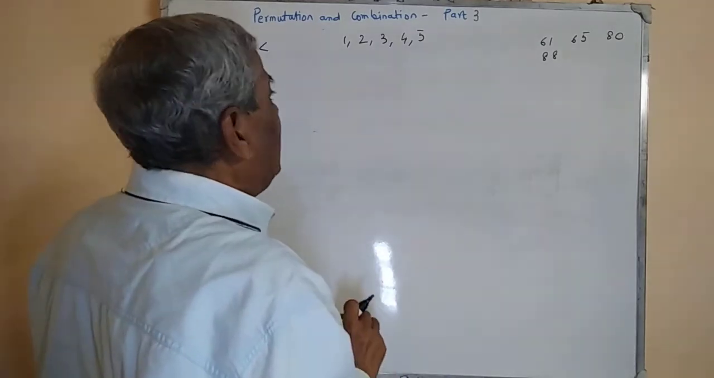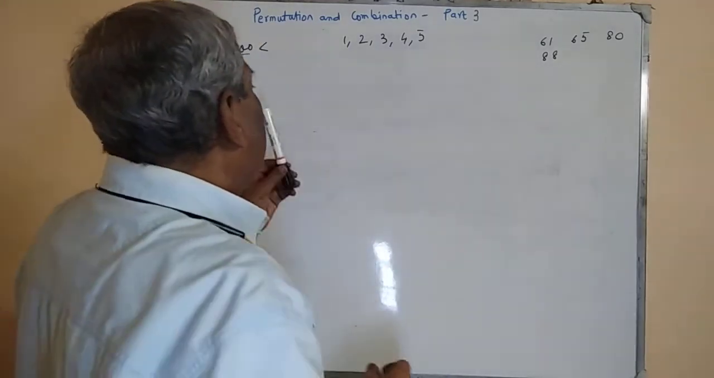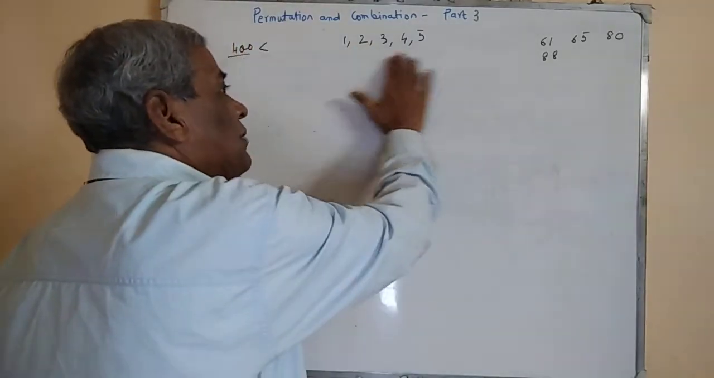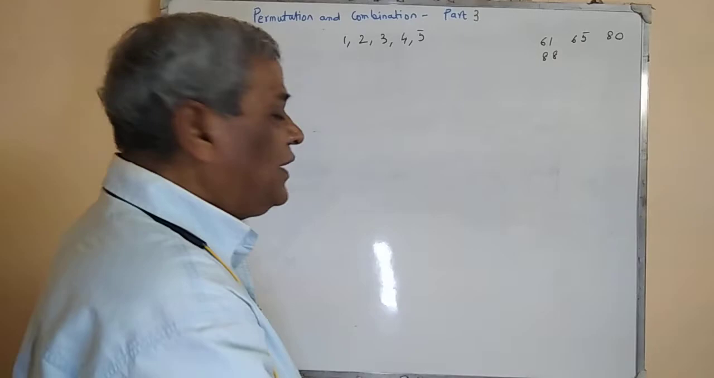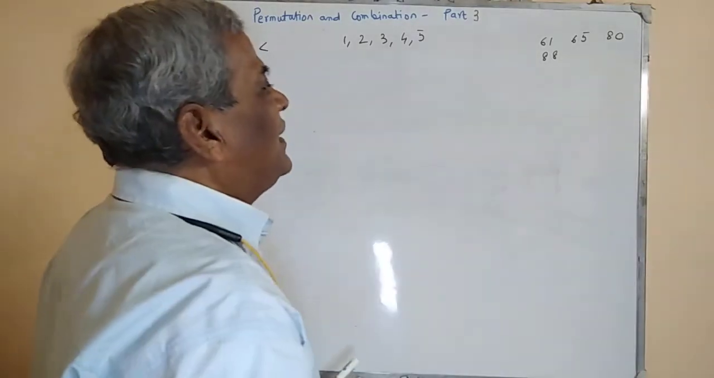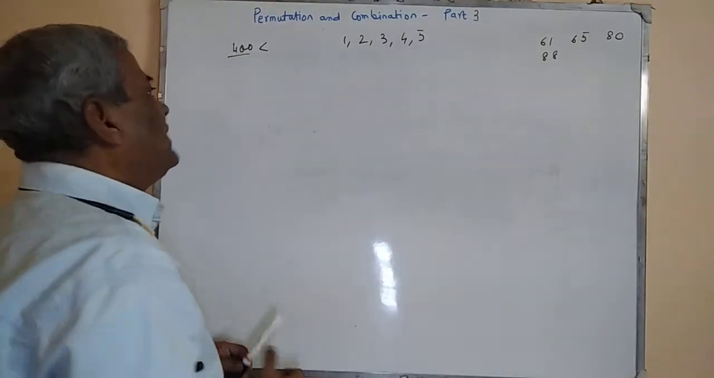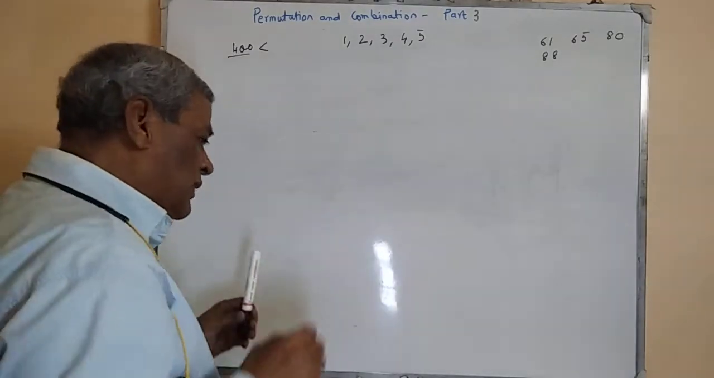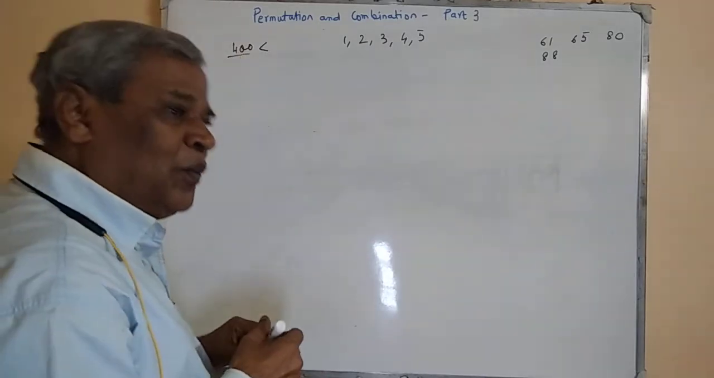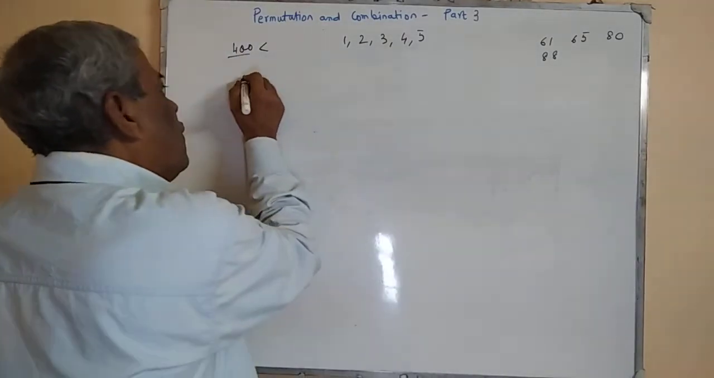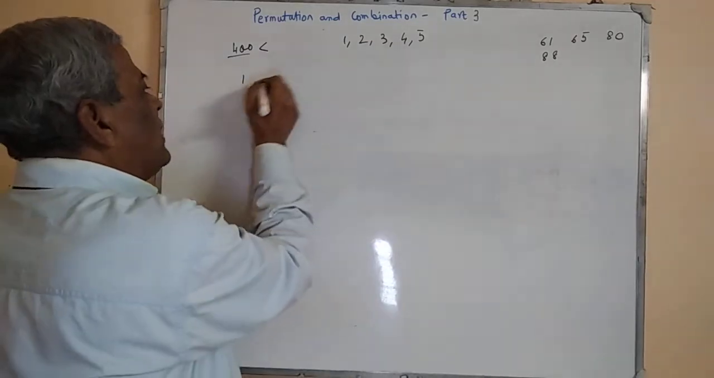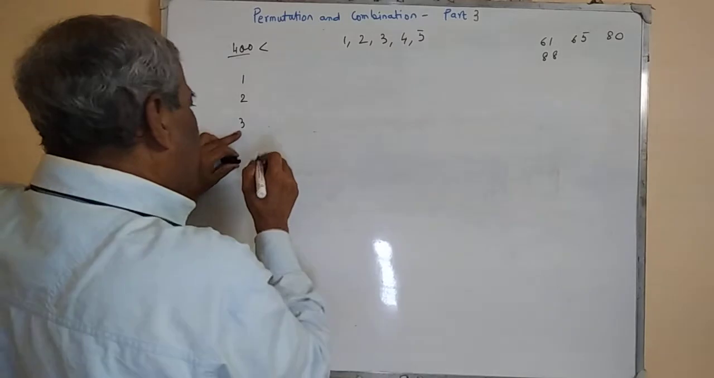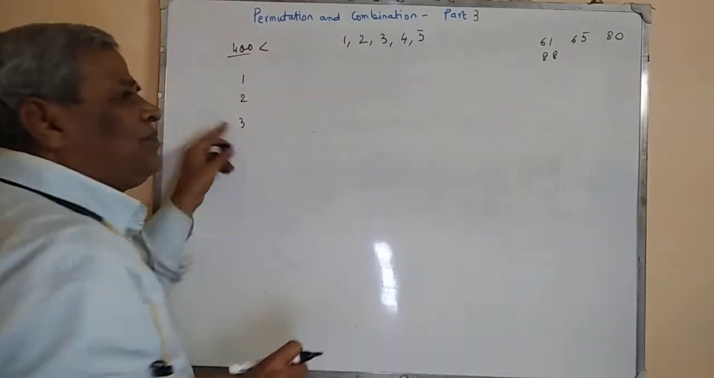What is the problem actually? We have to form a number whose value is less than 400 using these digits, and each digit can be used only once. As the number formed should be less than 400, it can be a one digit number, any two digit number, or a three digit number that is less than this.